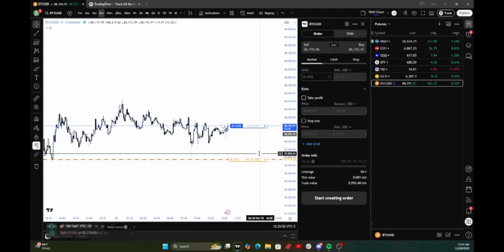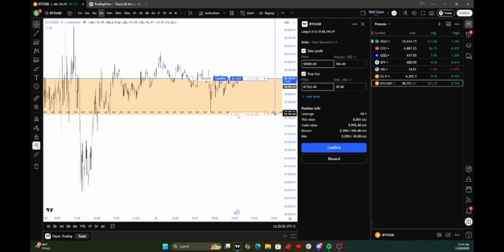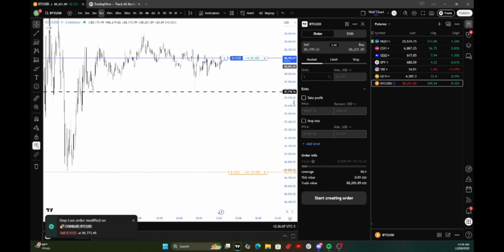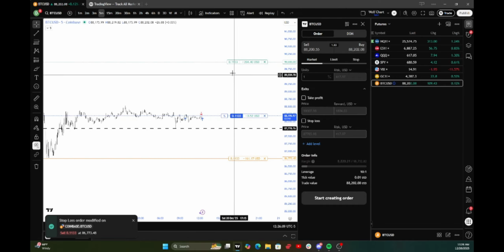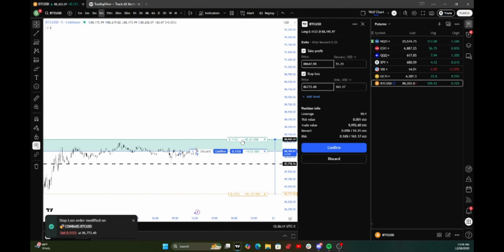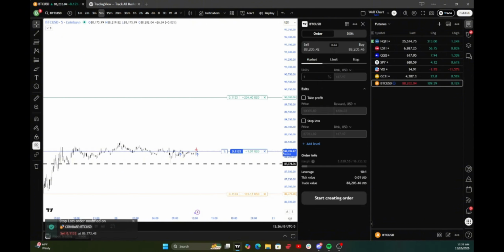If you're mid trade, you can drag and adjust this. And as you're adjusting it, the money will update and change for you. Just make sure you hit confirm. Like, let's say we wanted to move our stop down here. We just want to make sure we hit confirm. That way it goes through and updates our order. Same thing with the take profit. You know what I mean? Just make sure you hit confirm. If you hit discard, it'll go back to normal.